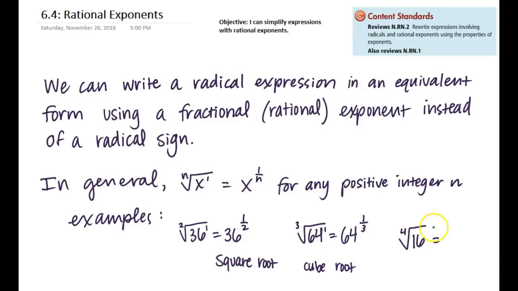Here's one more example. The 4th root of 16, well, the index is 4, and the exponent next to the 16 is an invisible 1. So we can write this as 16 to the 1/4. When you see a 1/4 in the exponent, that means we're working with the 4th root.